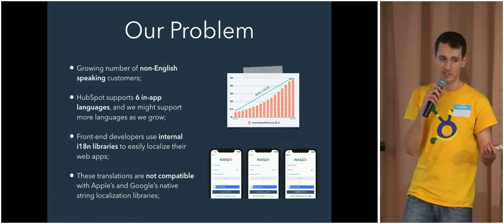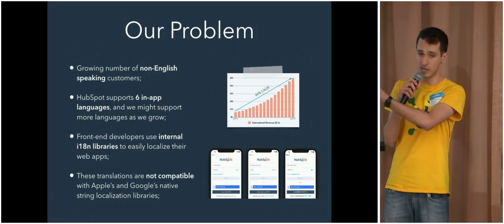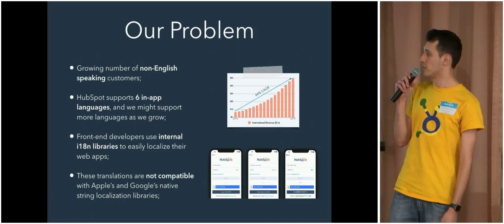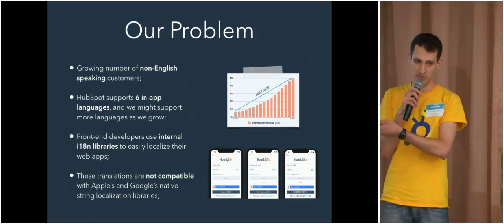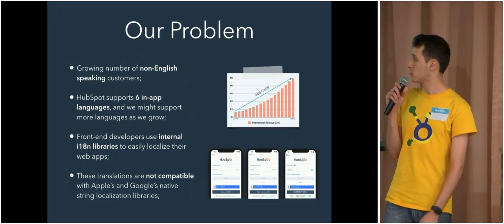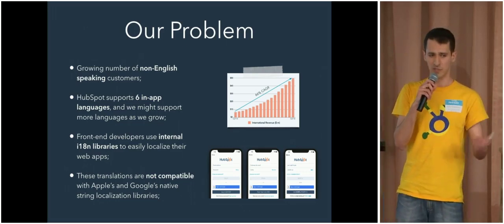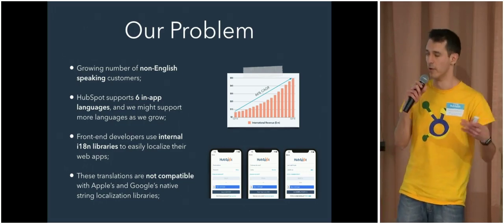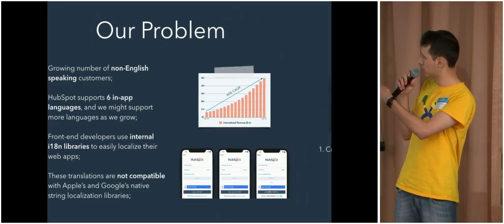And our front-end developers use their own internal tools, like their own JS library to handle translations. But these tools are not compatible with Apple's and Google's libraries. We really wanted to use these tools because they built a big infrastructure to solve this problem. We don't want to reinvent the wheel. And so just to describe a little bit how it works.